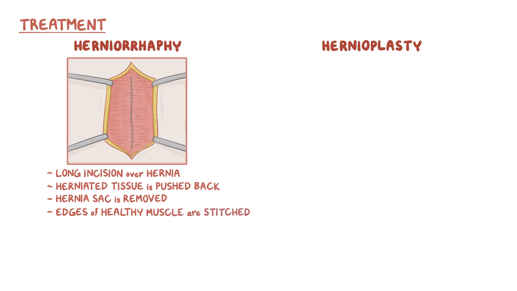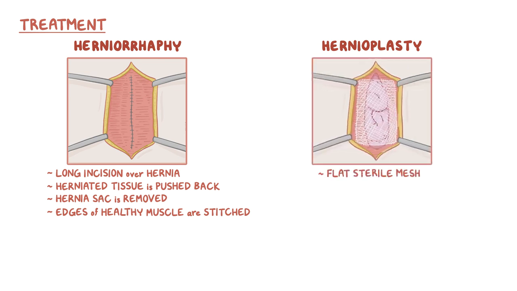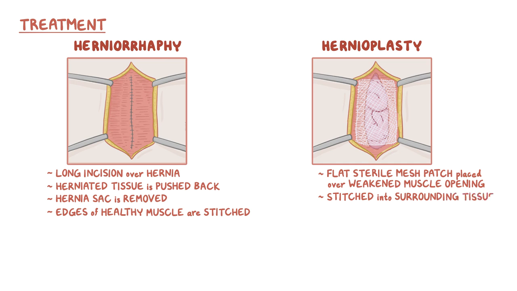Hernioplasty is a type of hernia repair surgery where a flat sterile mesh patch is placed over the weakened muscle opening and then stitched into the surrounding tissues, which keeps the mesh in place as reinforcement for the weakened muscle tissues. Hernioplasty is better known as mesh or tension-free hernia repair.